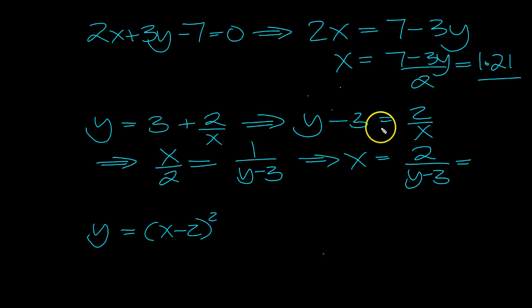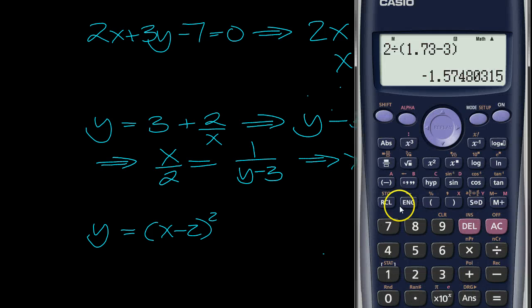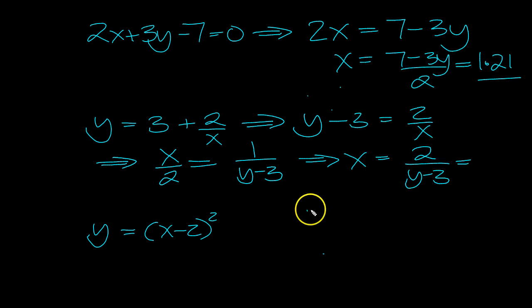This, y minus 3 is 2 over x. X over 2 then is 1 over y minus 3. 2 over y minus 3. Y is 1.53. So what did I write? I wrote 1.73. 1.53. Minus 1.36 then. There we go. Next one.